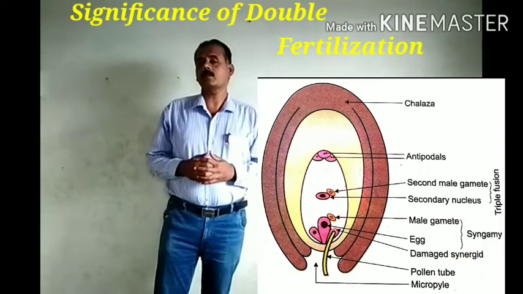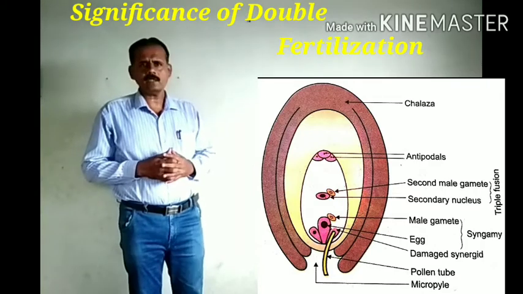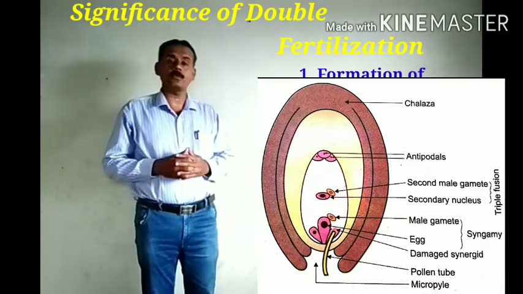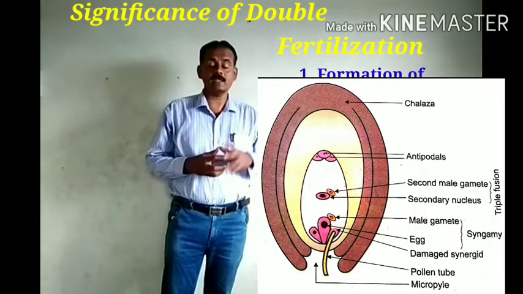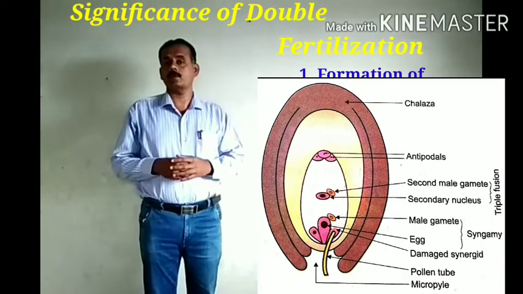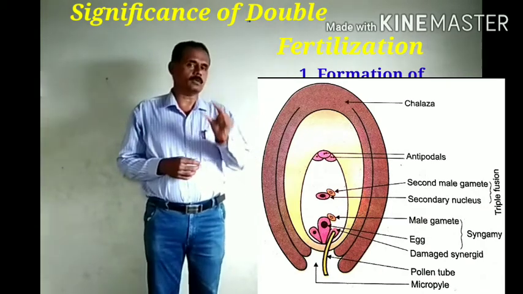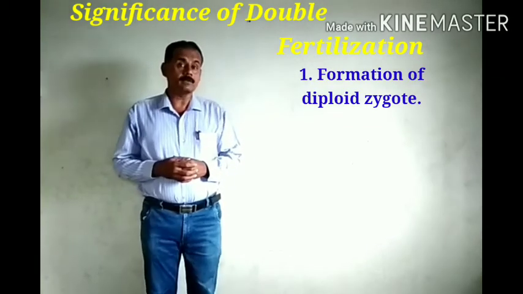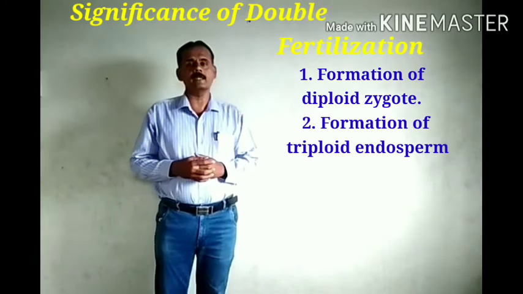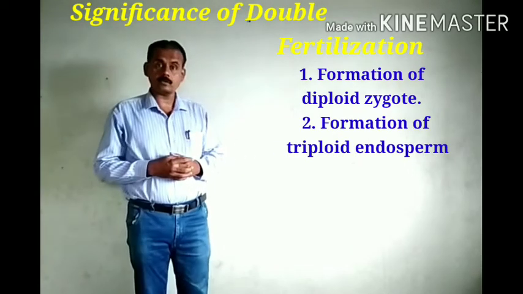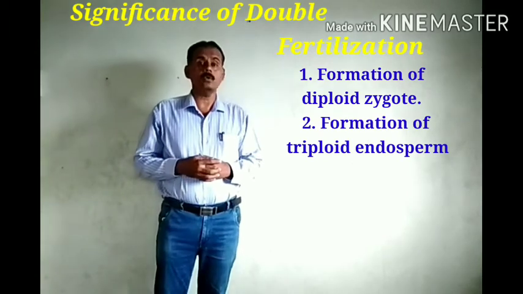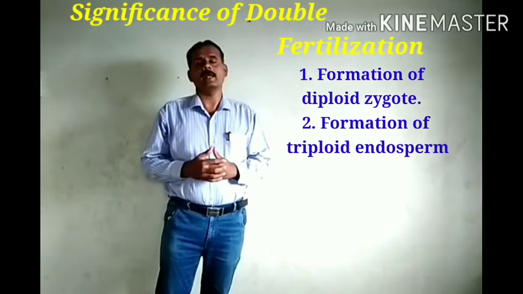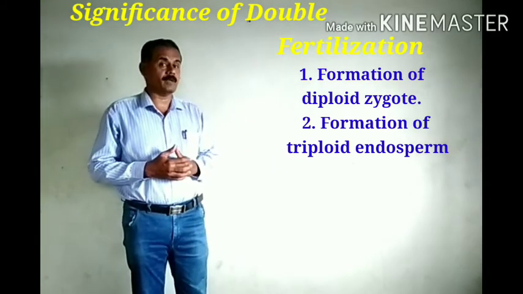Now the significance of double fertilization. Double fertilization is very important because the diploid zygote is produced by the process of double fertilization. It is the product of double fertilization which gives us the formation of the embryo. That is the most important, first significance. The second significance of double fertilization is that it gives rise to the formation of endosperm in the seed. Endosperm is the nutritive tissue formed in the seed. It is only because of double fertilization that endosperm can be formed.